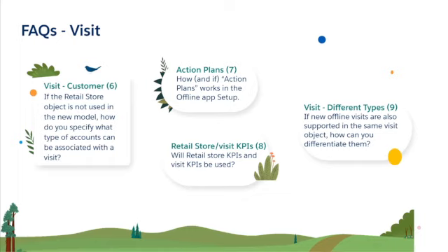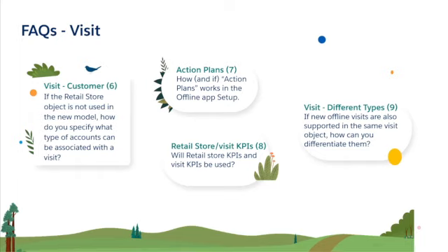So this is about action plans, how and if action plans work in the offline application, same for retail store and retail visit KPIs. So action plans, including retail store and retail visit KPIs, are part of the basic model, and they are supported with inventory and custom tasks in the offline application. But again, they are not used in the advanced object model. We will introduce in the summer release advanced activity management for the same purpose.